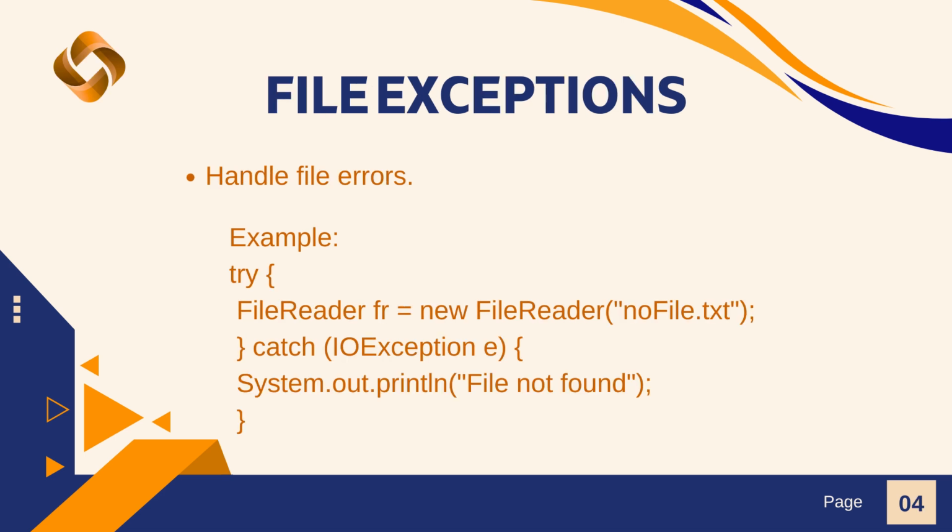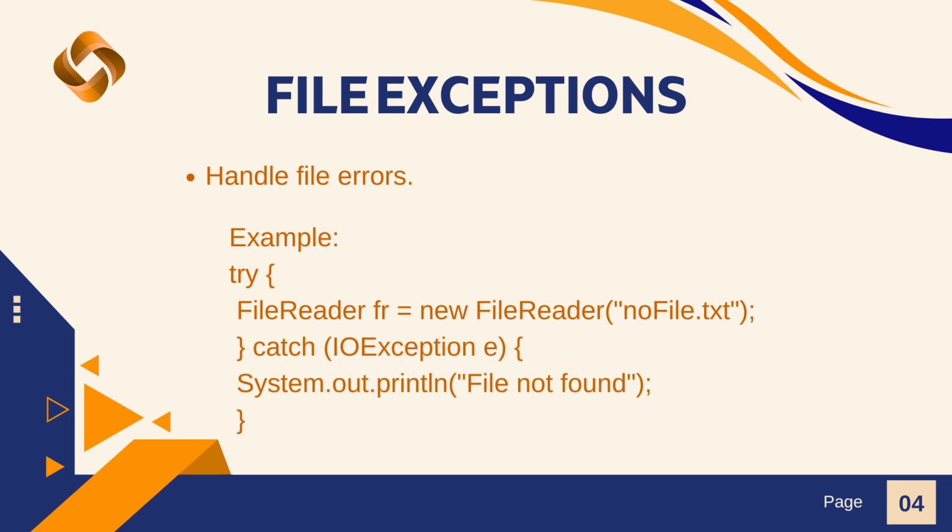When working with files, errors can occur unexpectedly. For example, a file may not exist, may be inaccessible, or may be located in the wrong directory. To handle these situations, Java uses exception handling with try and catch blocks. In this example, the program attempts to open a file named nofile.txt.